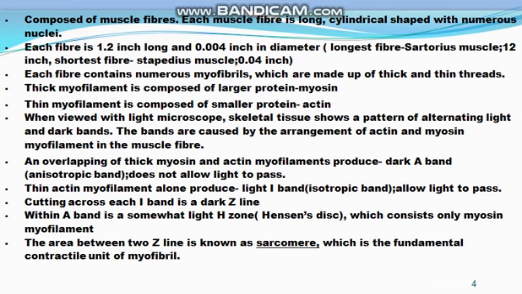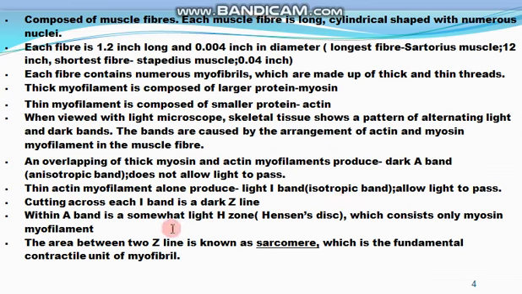And the overlapping of thick myosin and actin myofilaments produces the dark A band, that is anisotropic, which does not allow light to pass. And the thin actin myofilament alone produces the light I band, the isotropic band. I means isotropic, A means anisotropic. And this I band allows light to pass.